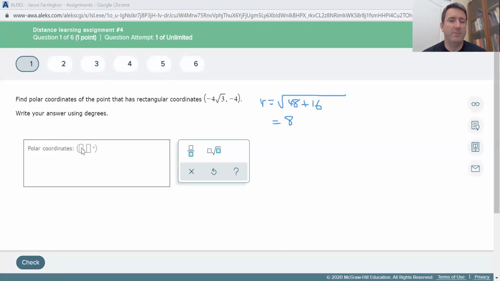So if we go up here to our mouse, we're going to enter 8 for r. All right. Next, to find theta, theta is equal to the inverse tangent of y over x. So here's our y, -4, over our x, which is -4 square root of 3. So those -4s are going to cancel, and we're going to be left with 1 over the square root of 3, which, remember, when we rationalize the denominator, 1 over square root of 3 is the same as square root of 3 over 3.